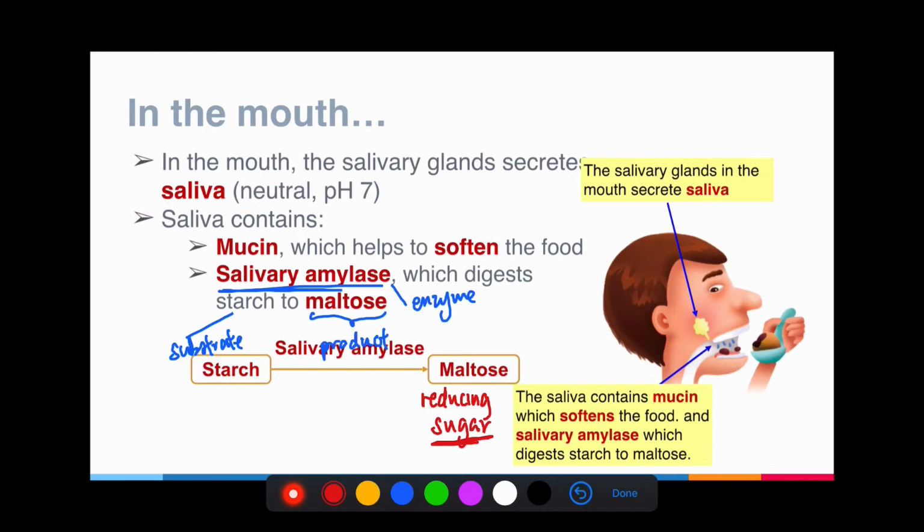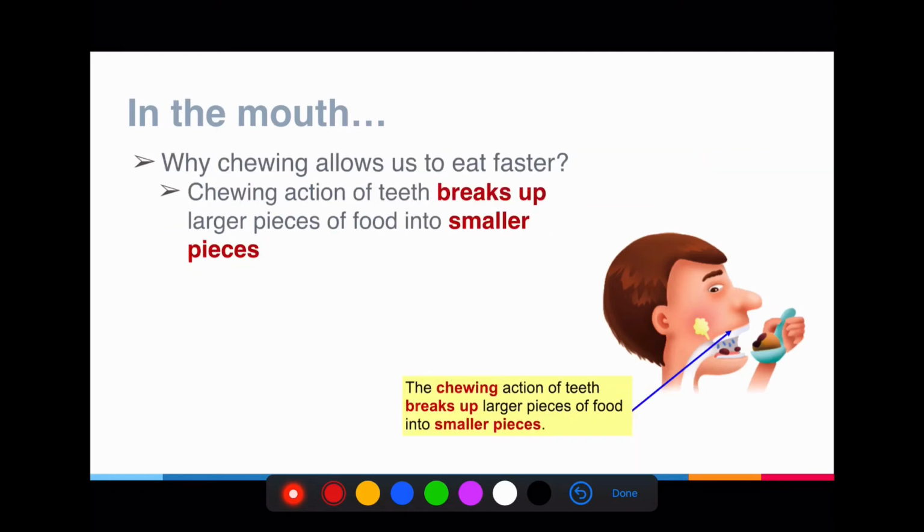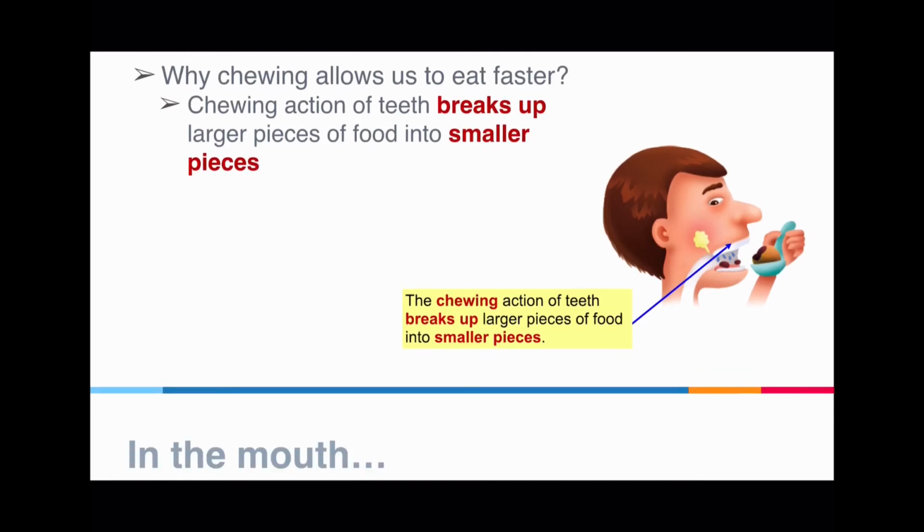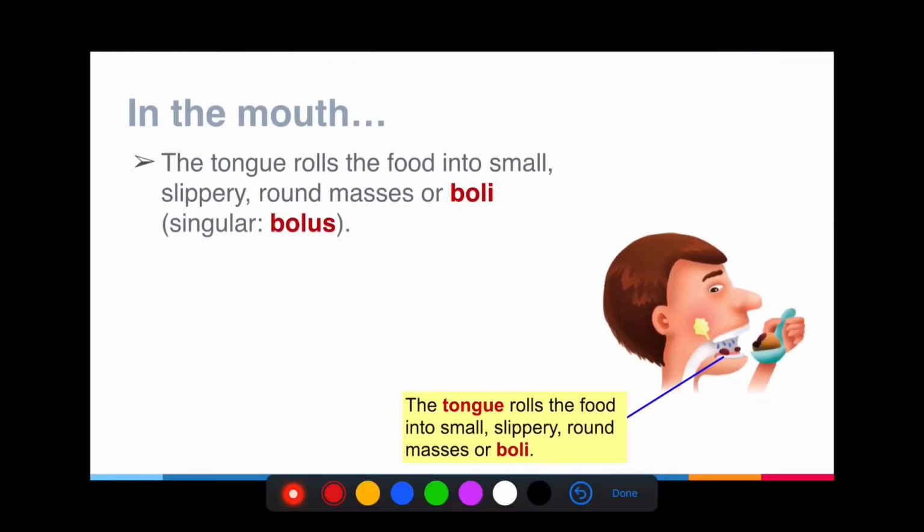You can actually do this with your bread at home, the plain bread. Because plain bread by default shouldn't have that much of a sweet taste, but once you leave it in your mouth for long enough, the starch will be digested, the maltose will be formed, and you'll be able to taste the sweetness. In the mouth, the teeth actually play a very important role because they break up the larger pieces of food into smaller ones. And by doing so, it allows the entire subsequent digestion by amylase to be a lot faster. At the same time, the tongue can roll the food into smaller structures, which are called bolus. So that is how the teeth and the tongue play a part.